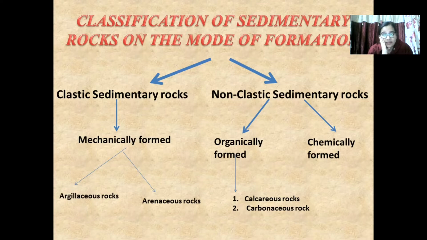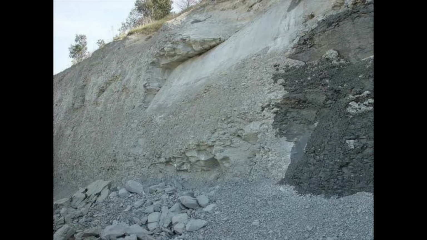Two categories are there under mechanically formed clastic sedimentary rocks: argillaceous and arenaceous rocks. Argillaceous rocks are those types of mechanically formed clastic sedimentary rocks which contain a huge amount of clay, where clay is very abundant.